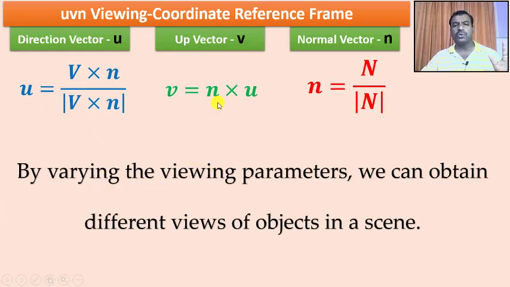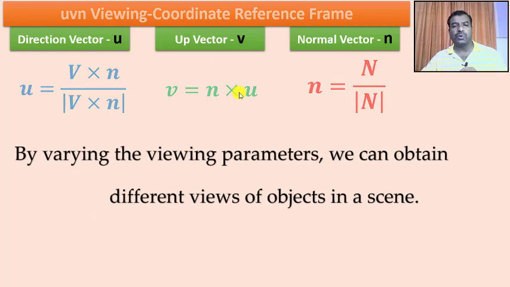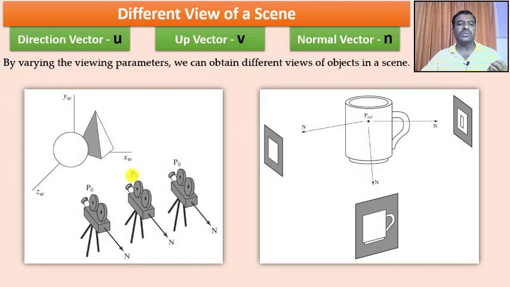Once you know how to control these values, by varying the viewing parameters we can obtain different views of the object in a scene. If you know the direction vector, the up vector and the normal vector, then by just modifying these values we can have different types of views in the scene. That is how we handle the normal, the up vector, and so on. As an example, just look at this.